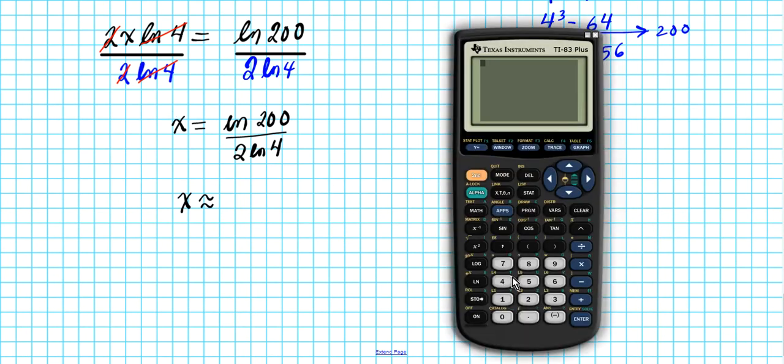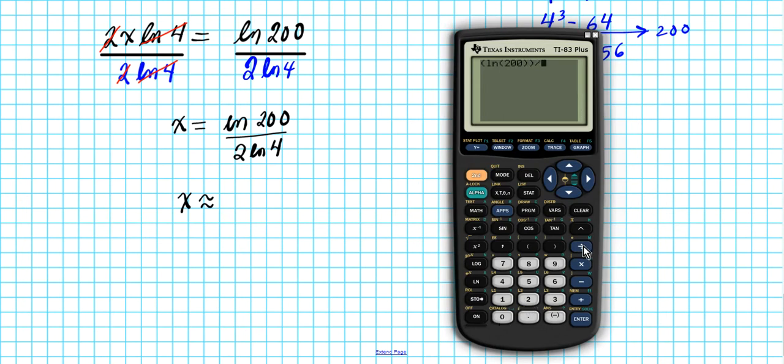Okay, so we have the natural logarithm of, where are you? Right there, above common log, the natural logarithm of 200. Now this is something that's very important.